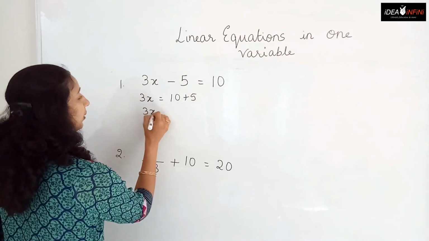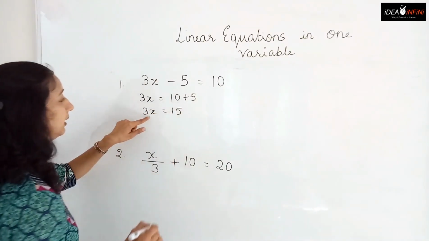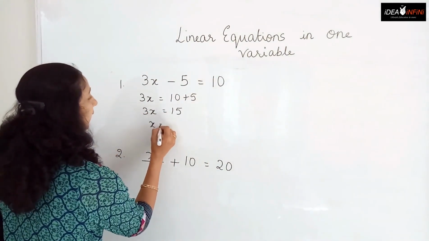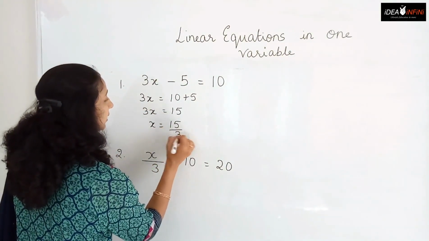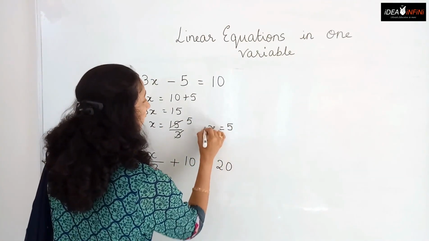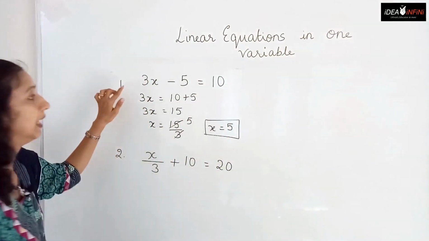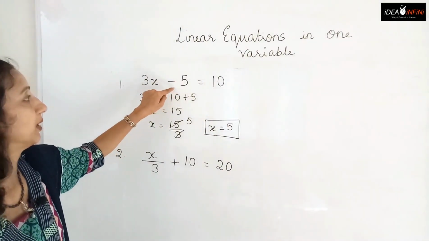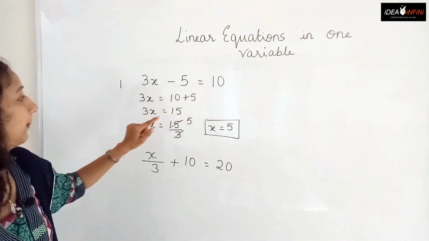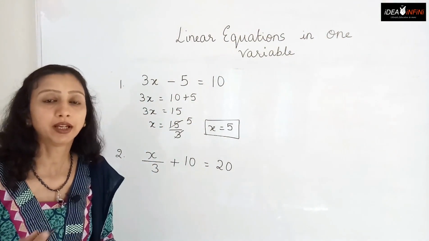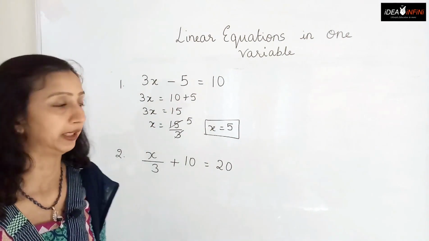अब मेरे को मिलता है 3x is equal to 15. This 3 will get divided by 15. So what we get as final answer is x is equal to 5. So x is equal to 5 is your final answer. See, the number of steps can be reduced. If you are fast with calculations, you can directly write it as 15 and then 3x is equal to 15, x is equal to 5. You can write it directly.